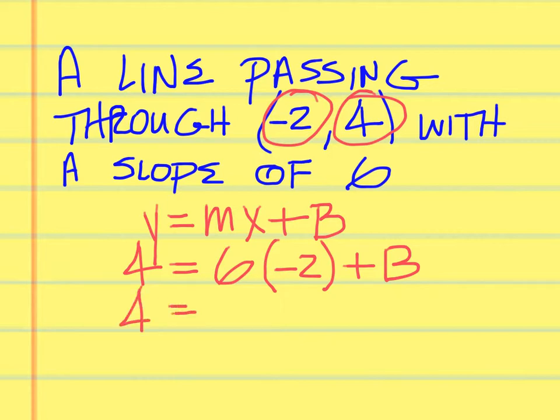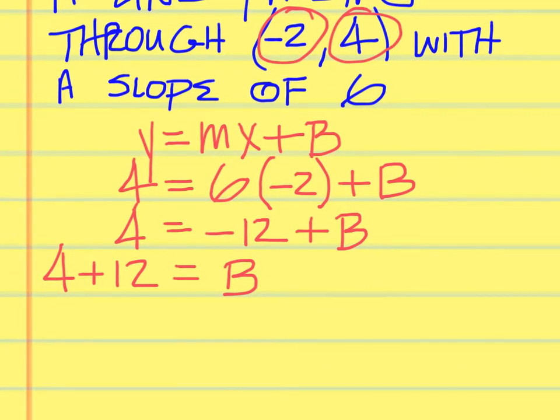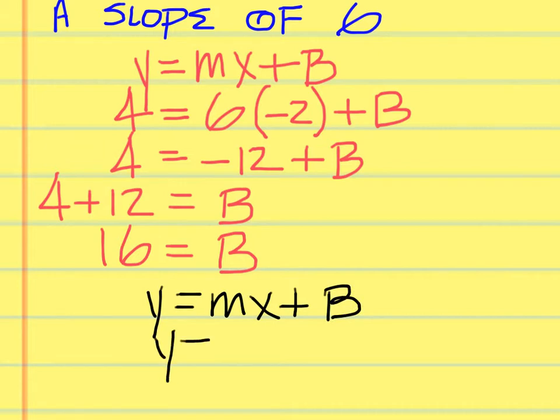So 4 equals 6 times negative 2, that's negative 12. And move that negative 12 to the left, make it plus 12. And then you'll come up with b, which is 16. But that's not the answer to the problem. You must plug it back into your equation. Remember, it's y equals mx plus b, and our slope was 6. And our y-intercept is 16. So y equals 6x plus 16 is the answer.